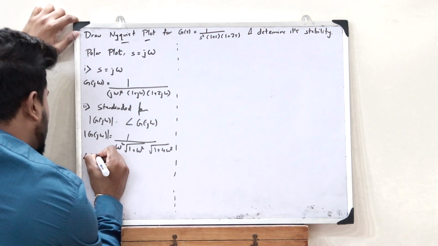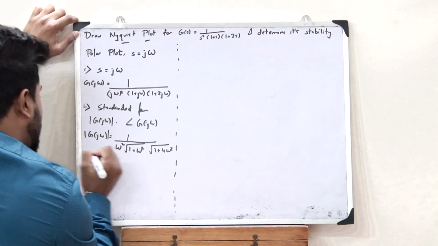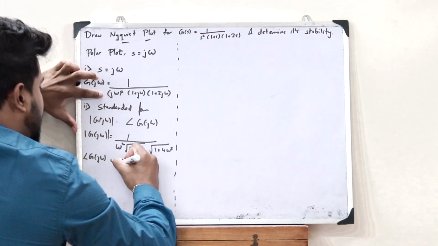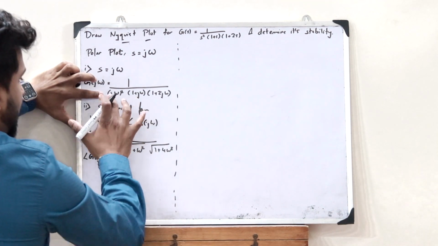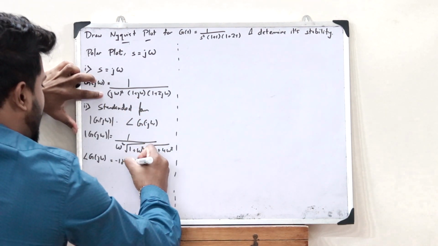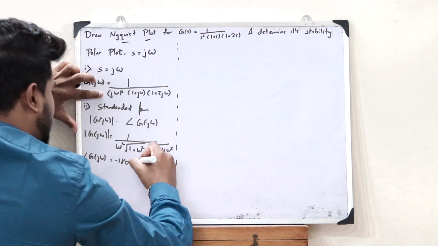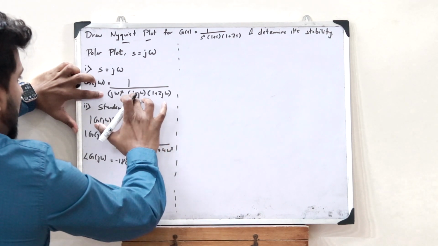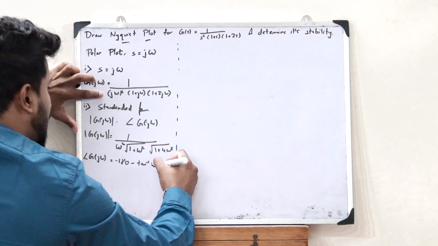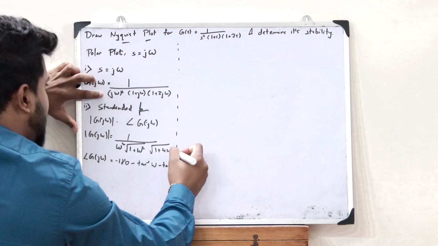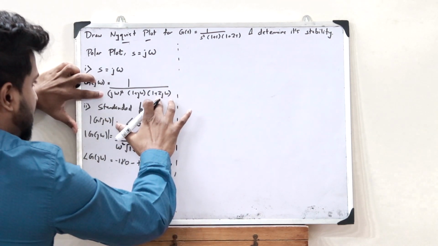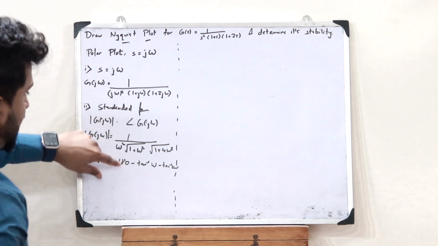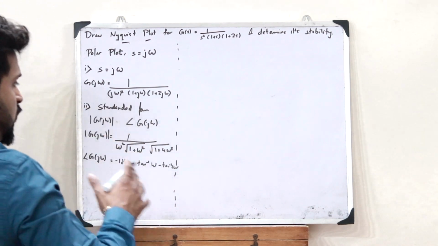Now the phase of g of j omega is equal to, here we have j omega squared, so that would become minus 180 degrees. That is in the denominator, that is why we have minus 180 degrees. Minus, here we have 1 plus j omega, so that becomes tan inverse of imaginary part by real part, that is tan inverse omega by 1, so that becomes tan inverse omega. Minus, here also we have tan inverse of imaginary part by real part, so the imaginary part is 2 omega, so this becomes tan inverse 2 omega. So the phase is minus 180 minus tan inverse omega minus tan inverse 2 omega.